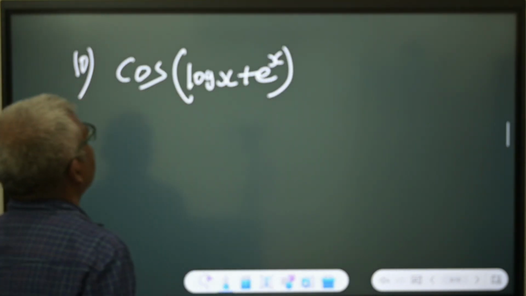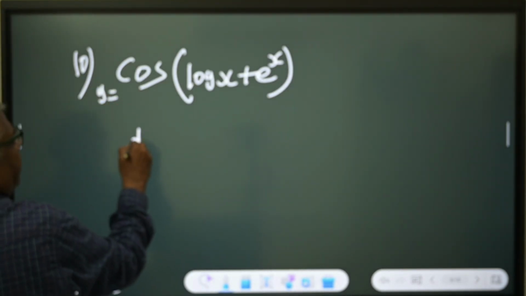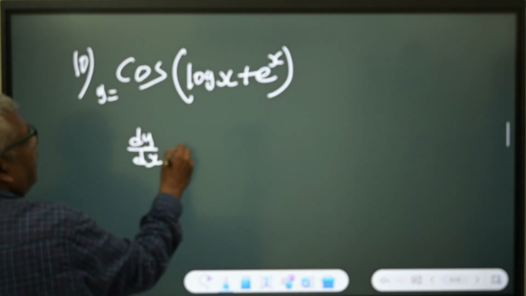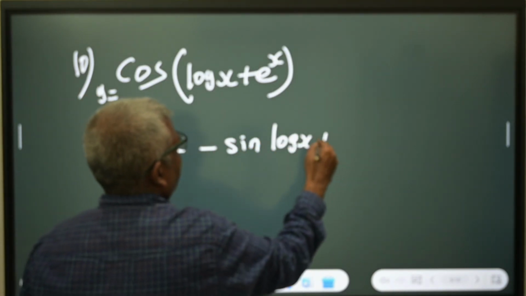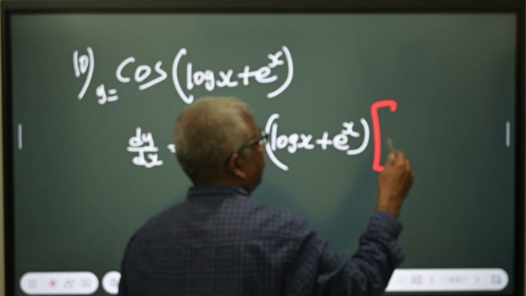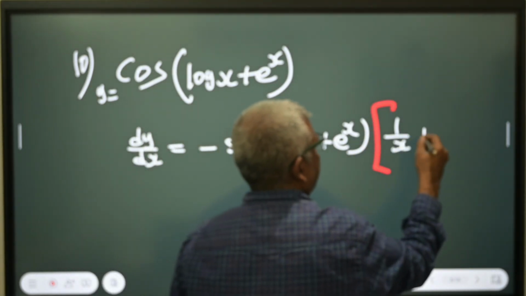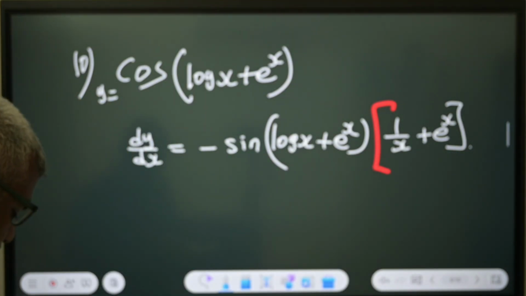Okay. Question number 10, it is very easy. dy by dx is equal to minus sin log x plus e power x. Then log x, if you differentiate, 1 by x. E power x, if you differentiate, e power x. We can stop here, that one.